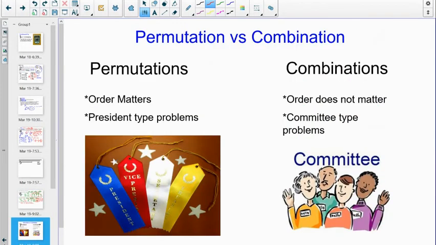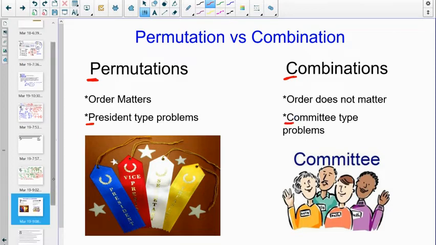So now as we go into permutation versus combination, we'll be doing this in the next lesson, but I'm going to briefly go into it right now. With permutations, order does matter, so think permutation, president type problems. In combinations, order doesn't matter, so with combinations, think committee type problems. And again, we'll go into more depth with this next lesson.